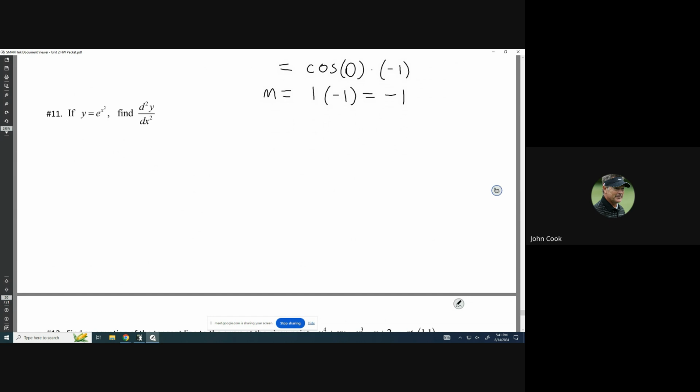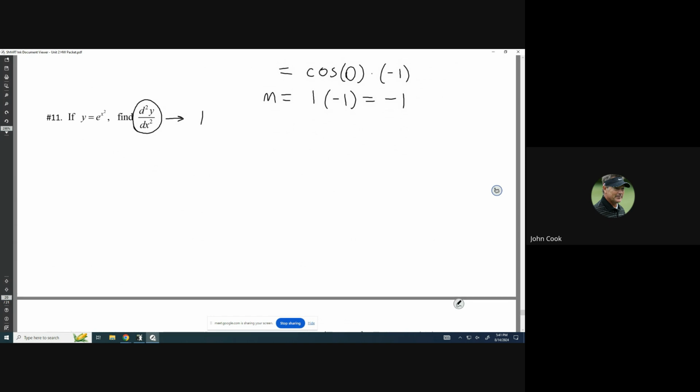It says that y is equal to e to the x squared. And what this notation here says is that it's looking for the second derivative, so y double prime. That's what we're looking for. So we have to find the first derivative first, then we take the derivative of that to get to the second derivative. So let's do it.